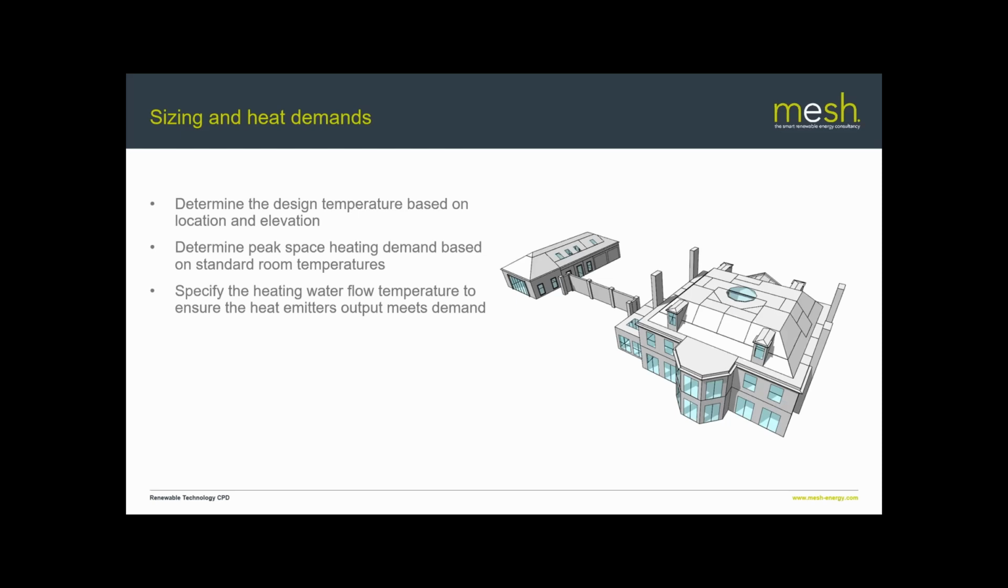You then specify the heating water flow temperature. Now that is probably going to be based on the heat emitters that you've got, how much heat you need to get out of them, and how much heat they can give out at different temperatures. As a rule of thumb, the higher the heating water flow temperature, the more heat you'll get out of a given emitter. It stands to reason that if you put hotter water into a radiator, it gives out more heat than if you put cooler water into it.